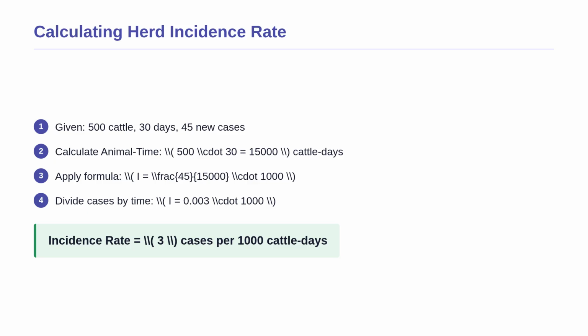Next, we take the 45 new cases and divide them by those 15,000 cattle days, yielding 0.003. Finally, we multiply by 1,000 to standardize the metric. The result is 3 cases per 1,000 cattle days. If the farmer's threshold for emergency chemical spraying is 2 cases per 1,000 cattle days, this calculation scientifically proves that immediate intervention is necessary to prevent further economic loss.